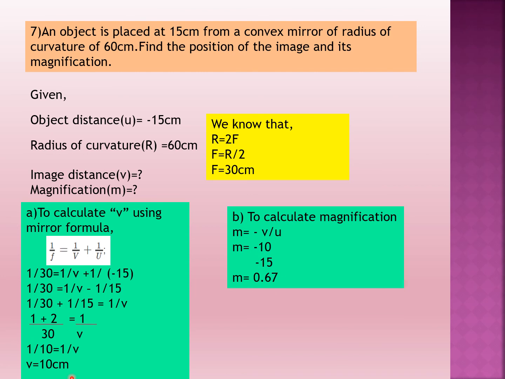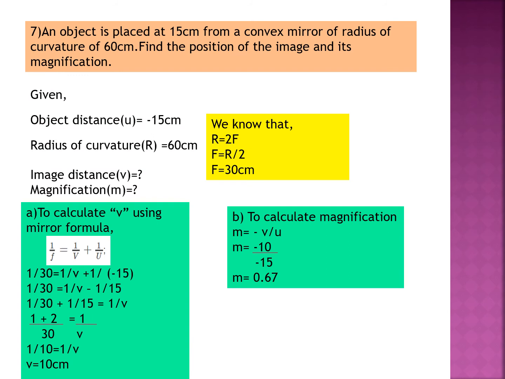Now, we have to calculate magnification as well. Now, magnification is equals to minus v by u. What is the value of v? 10. The formula that we use is minus v by u. Minus of v, that is image distance. So, image distance is 10. u was already minus 15. Minus minus cancel, 10 by 15. So we're going to get 0.67. I hope this entire thing is clear with you. Position of the image and magnification.